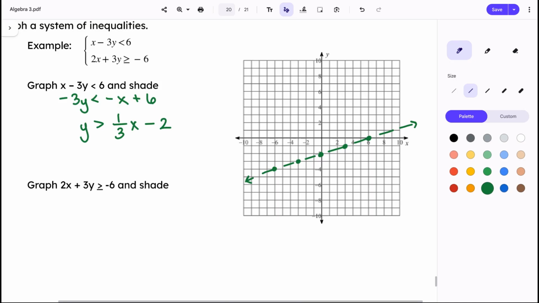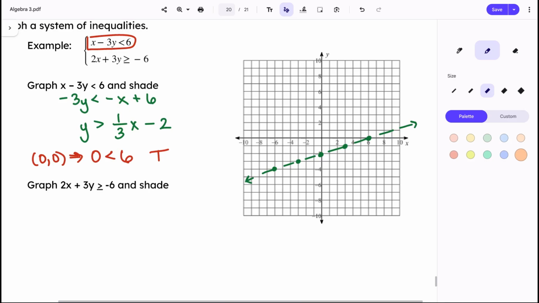Okay, now let's talk about how we're going to shade it. So I can still use 0, 0. So if I put 0 in, it would be 0 is less than, oh, hold on. I want to go back to my original equation up here. So it'd be 0 is less than 6. True or false? True, right? So I'm going to put a T next to that for true. And then that means we shade where 0, 0 is. So we're going to shade up above this line up here.